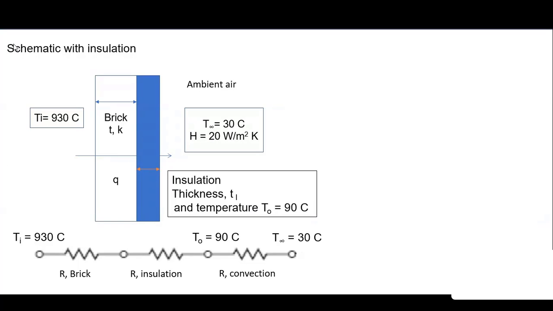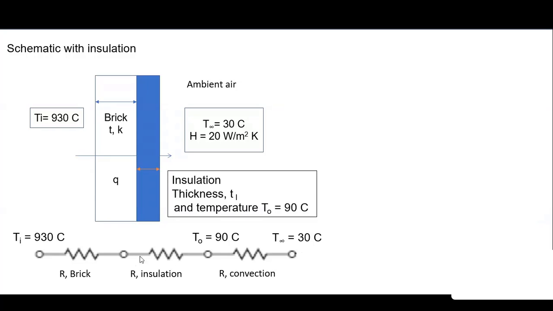The second calculation is to be done with the insulation. So I'm just adding an insulation, whose thickness is unknown now. We don't know the thickness of the insulation, and the temperature of the outside surface is now known, and it is 90 degrees Celsius. So I have just drawn this electric schematic, followed by the electrical network, starting with the highest temperature to the lowest temperature, identifying the different modes of heat transfer.